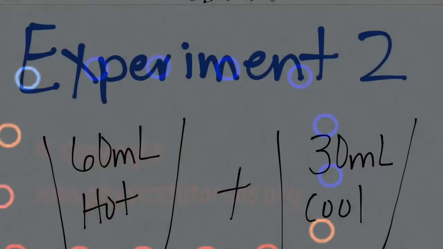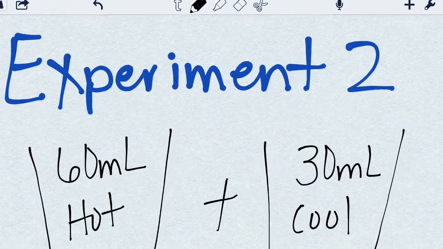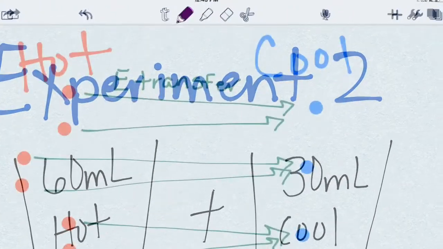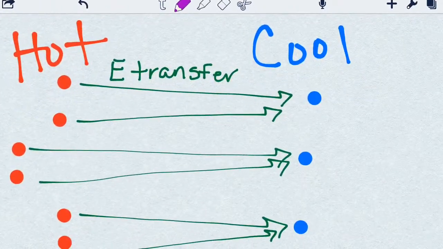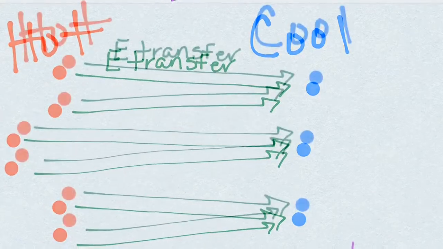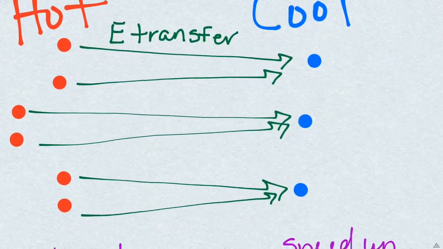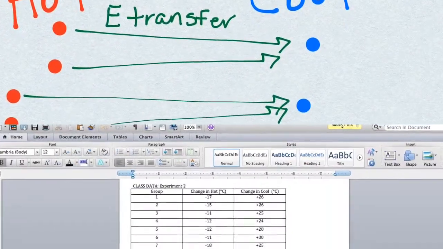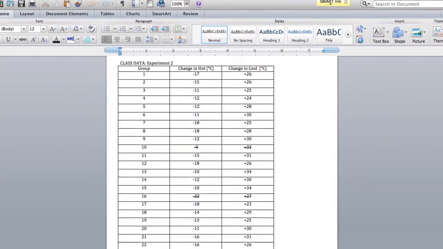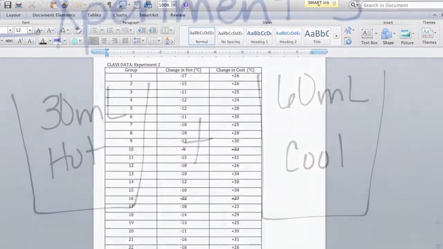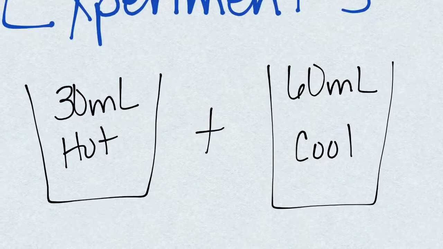In experiment 2, there was twice as much hot, so there were 2 hot molecules for every cold molecule, meaning more energy was transferred to each one of the cold molecules. So the hot slowed down less, in this case only by about 14 degrees, and the slow molecules sped up a lot, by about 28 degrees.